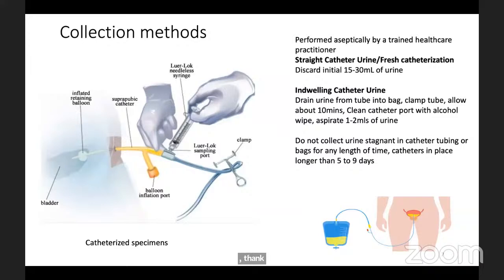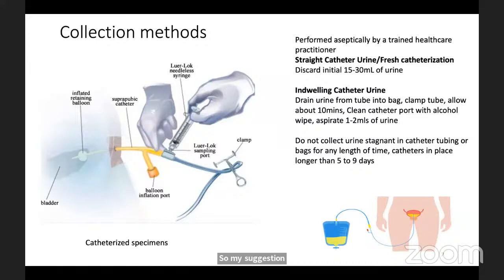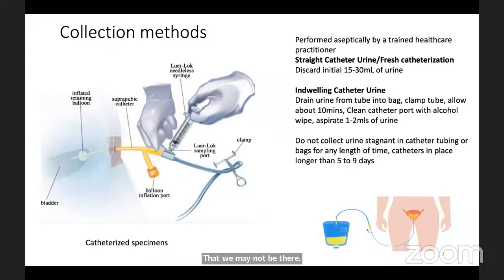So I have two quick ones. One will be a suggestion, one will be a question. My suggestion will be in relation to the pre-analytical phase of sample collection, especially samples that come from the ward, where we may not be there to ensure that the appropriate sample is collected.